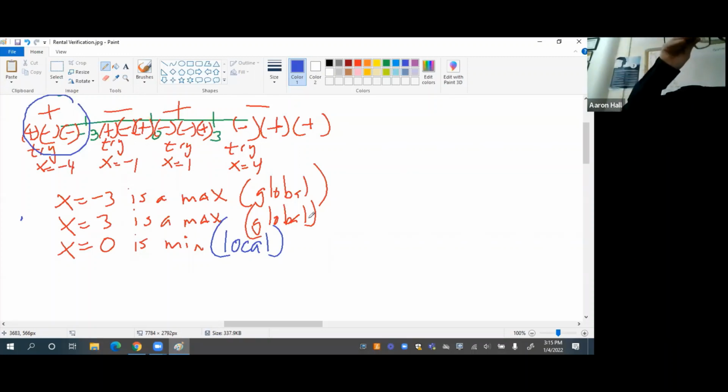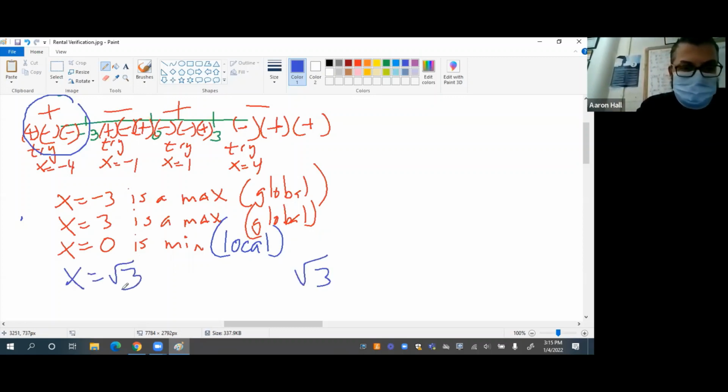Did we find any inflection points? There's an inflection point at the square root of 3 and negative the square root of 3. You should be able to find two non-stationary inflection points. So x equals the square root of 3 and x equals negative the square root of 3 are non-stationary inflection points.